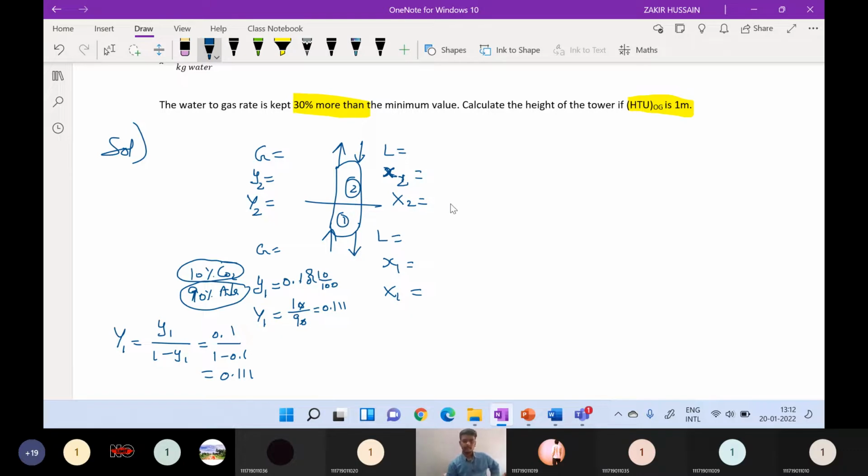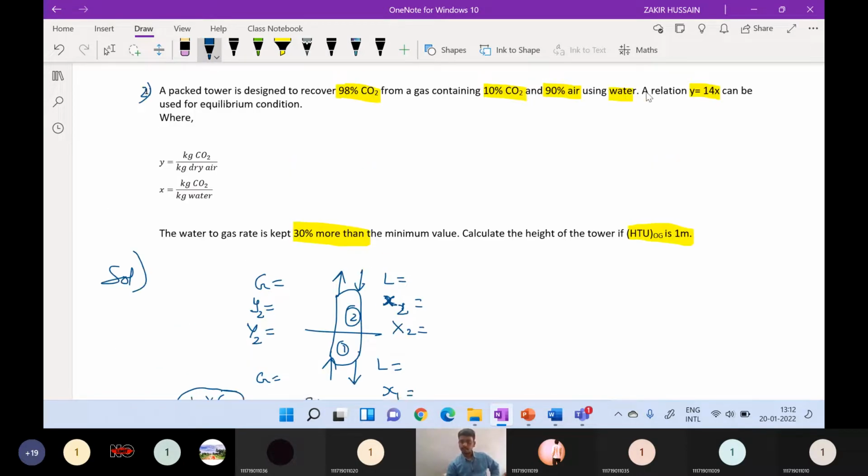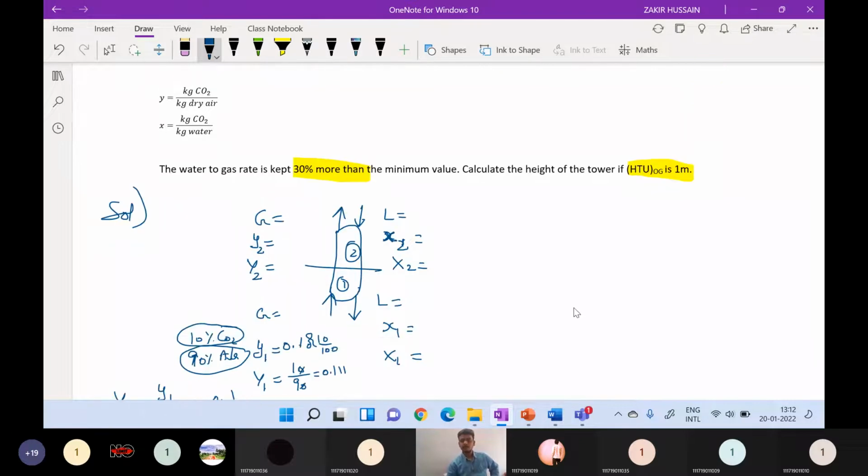The next, the relationship they have given is y is equal to 14x. So x they have defined as a weight ratio, kg of CO2 per kg of air.